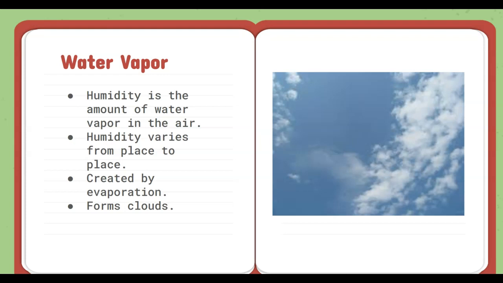Water vapor is created by evaporation, so it goes from water in our oceans to water vapor through the process of evaporation. And eventually, as the water vapor rises in the atmosphere, it begins to cool and it will condense and form clouds.